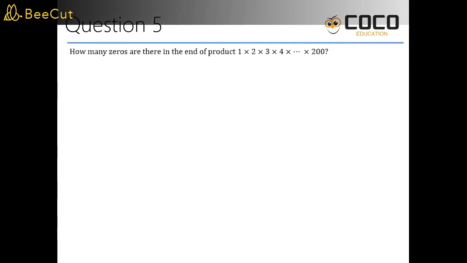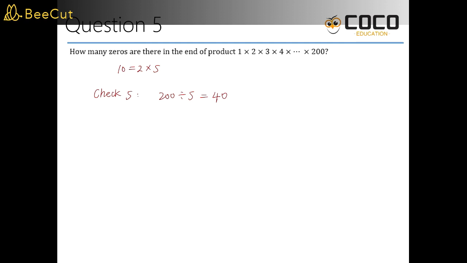Question 5. How many zeros are there at the end of the product? Each zero comes from a factor of 2 and a factor of 5. Clearly there are more factors of 2 than factors of 5, so we check for 5. This will determine the number of zeros. Factors of 5, from 1 to 200: 200 divided by 5 gives 40 multiples of 5.